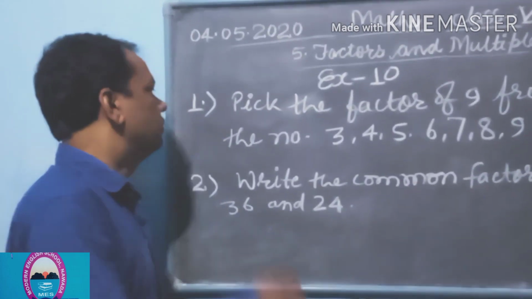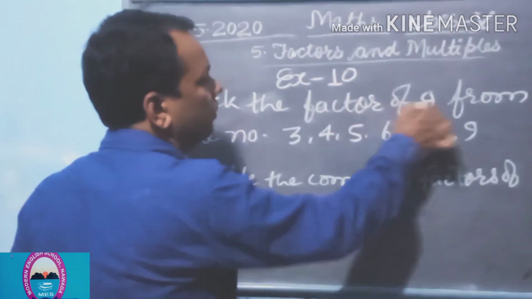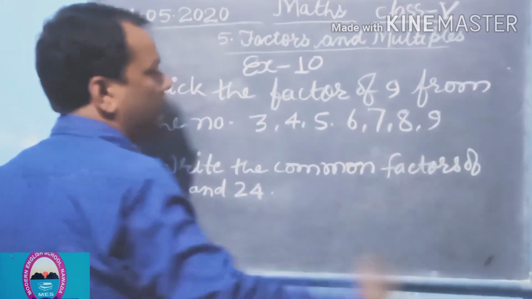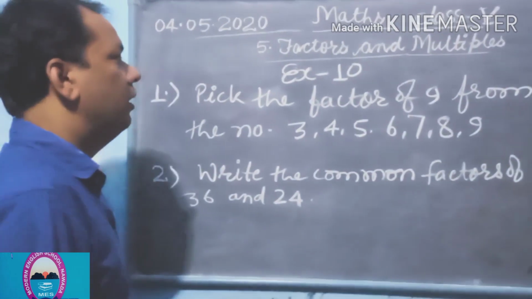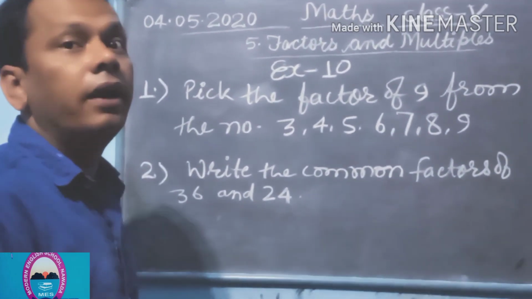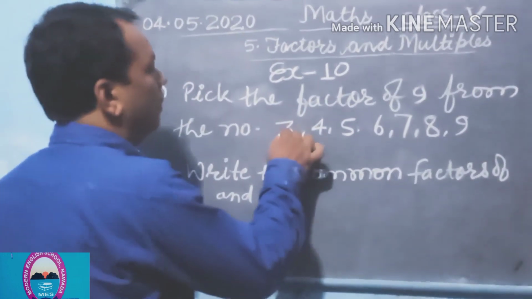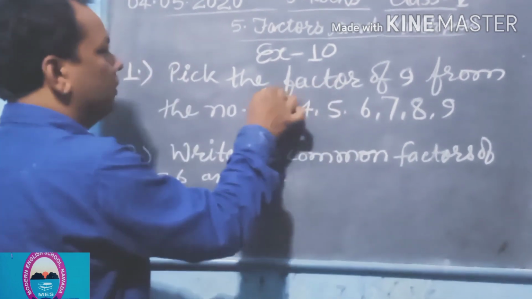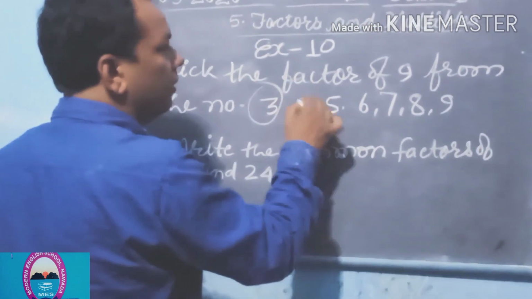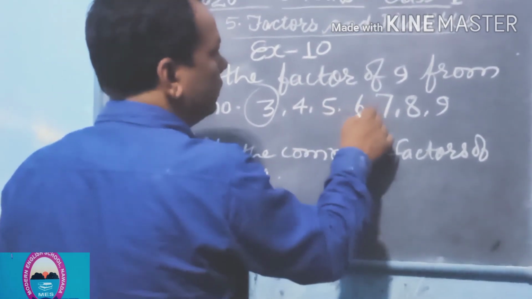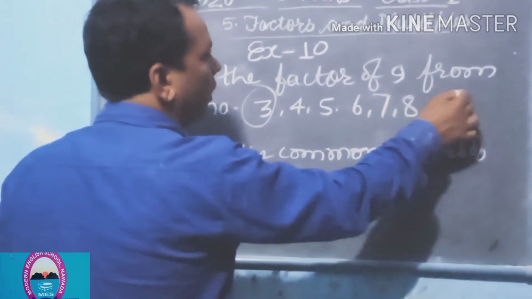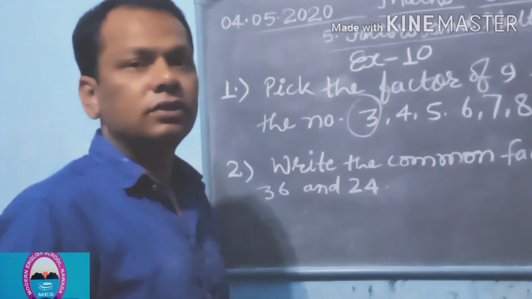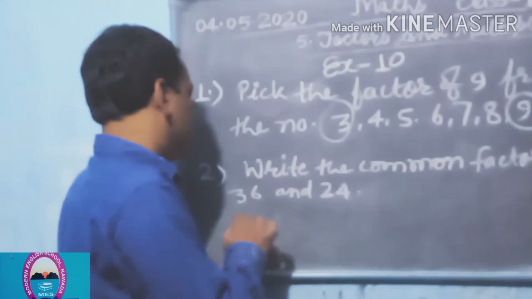Now the first question, students. Pick up the factors of 9 from the numbers 3, 4, 5, 6, 7, 8, 9. First of all, which number can divide 9? 3 can divide 9, so 3 is a factor of 9. Is 4 a divisor of 9? No. 5? No. 6? No. 7? No. 8? No. 9, yes. So 3 and 9 are the factors of 9.